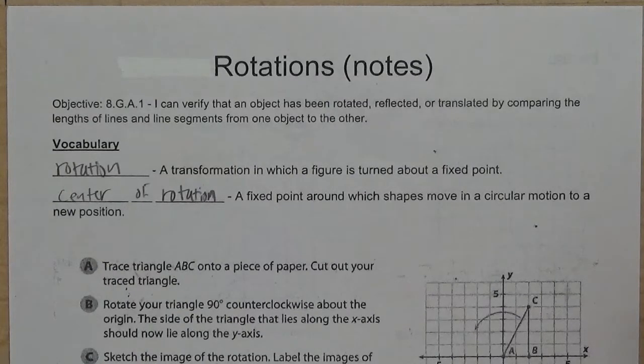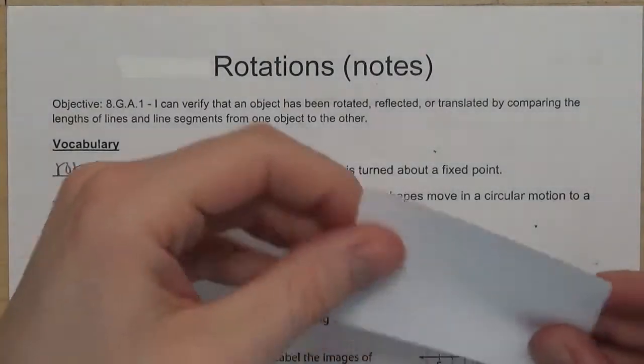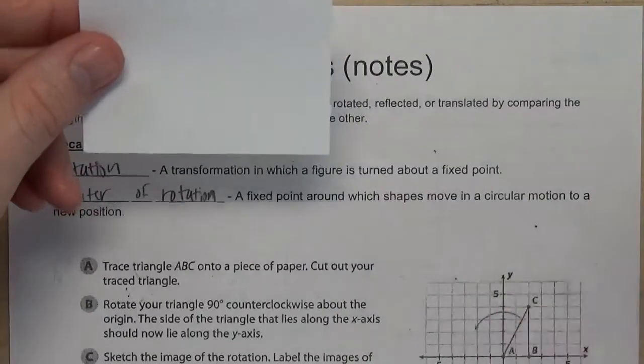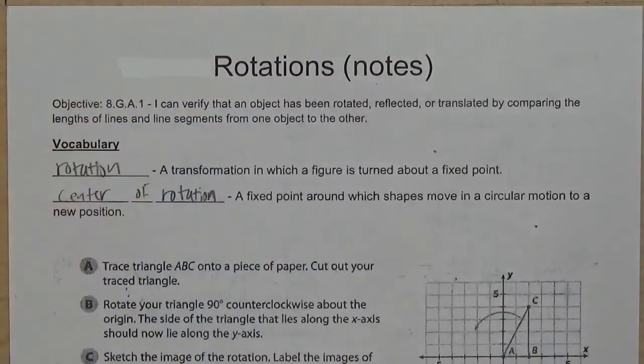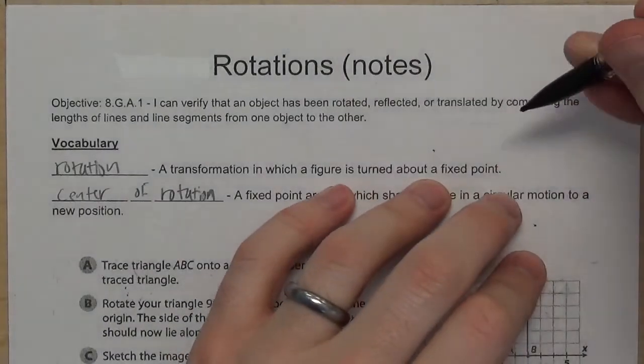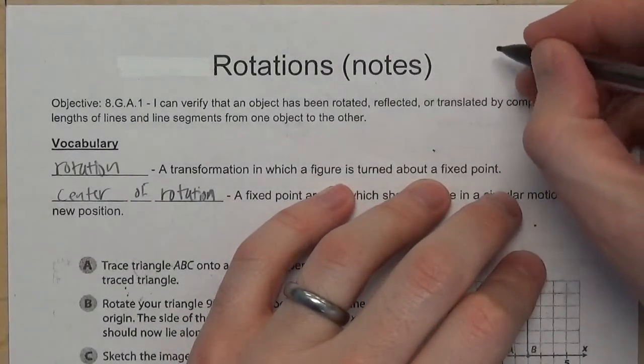Just a couple of things real quick before we get to this little activity we're going to do. You do need some paper, and you'll need some scissors because we're going to be tracing and cutting again today. But just a quick thing about rotations. We measure rotations in degrees, the same degrees that we use to measure angles. So just a quick review about angles and degrees and how all that works.